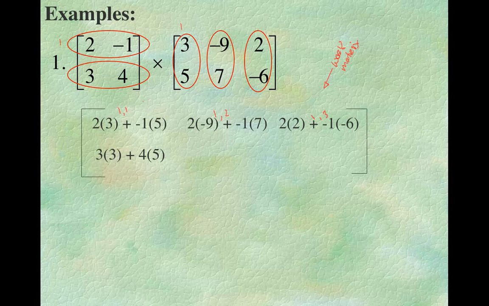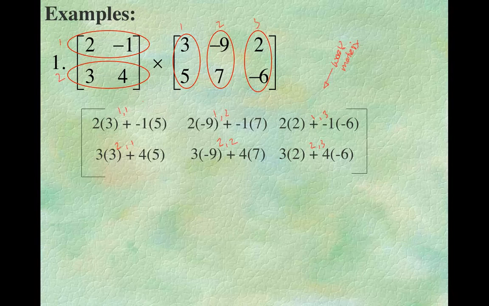So now this is my second row, my first column. Second row, first column, right? That's why it's 2, 1. Second row, first column of my answer: 3 times 3, 4 times 5. Second row, second column: 2 times, this is second column, this is third column, 3 times negative 9, 4 times 7. My second row, third column: 3 times 2, 4 times negative 6, and we're adding them.